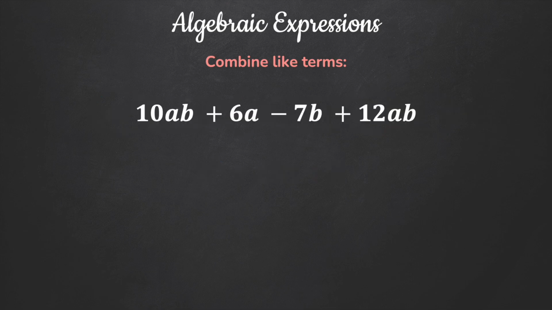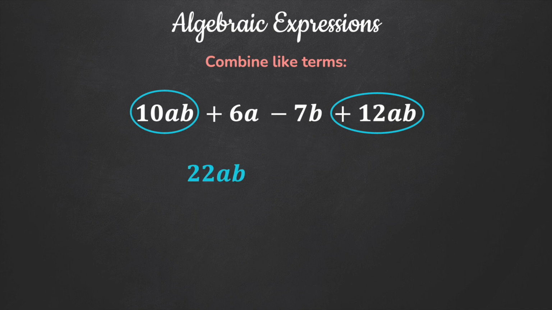Here we have our final example, which is 10ab plus 6a minus 7b plus 12ab. Now here we have 10ab, so our like term has to have both the variable a and b. So 6a and negative 7b would not be like terms because 6a just has a as a variable, and negative 7b just has b as a variable. So the only other like term is 12ab. So 10ab plus 12ab is equal to 22ab.